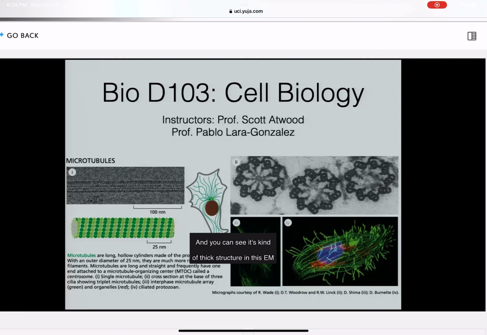It's kind of a thick structure in this EM picture over here. If you were to cut it right in the middle and then look down the barrel, that's what it would look like.